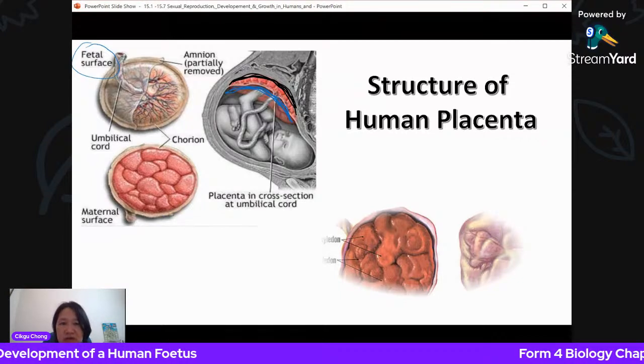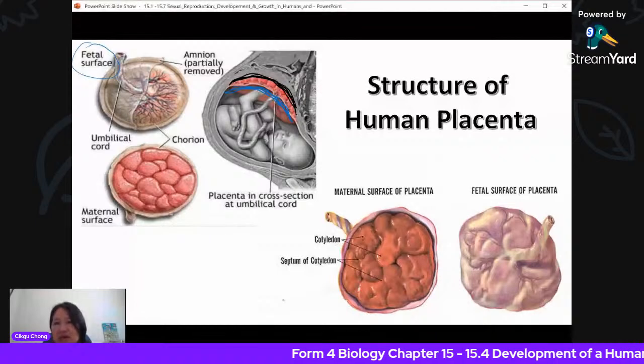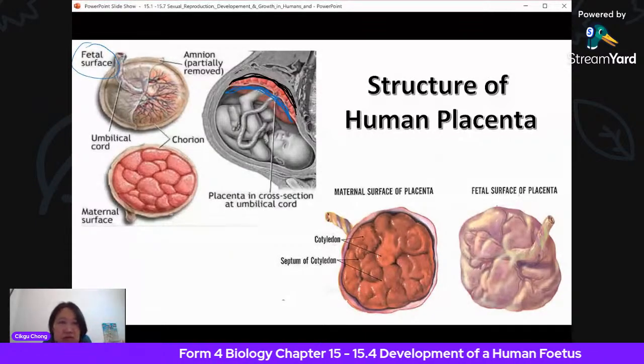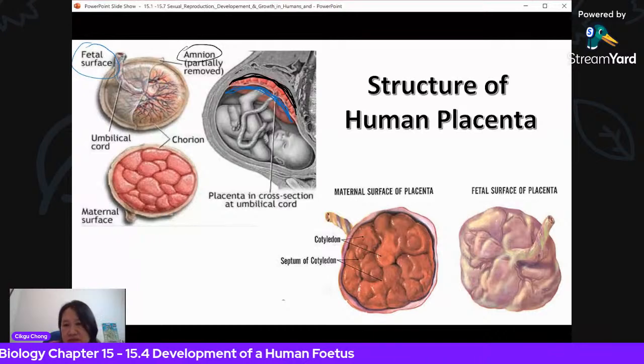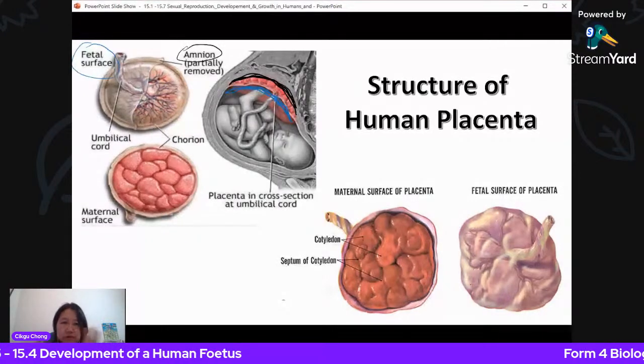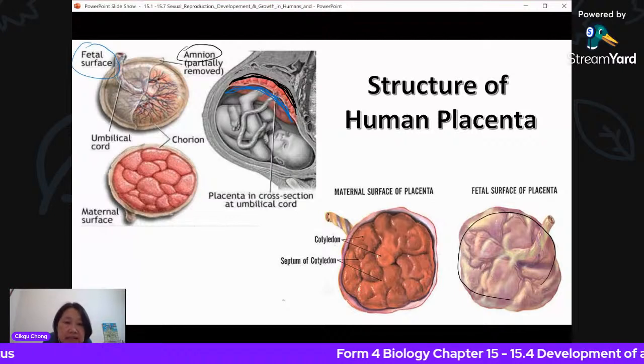You have this cotyledon, we call it cotyledon now. And this is the placenta side. You have a layer of membrane known as the amnion covering it. You can see there's a membrane covering it. So this is how you actually look at the placenta.